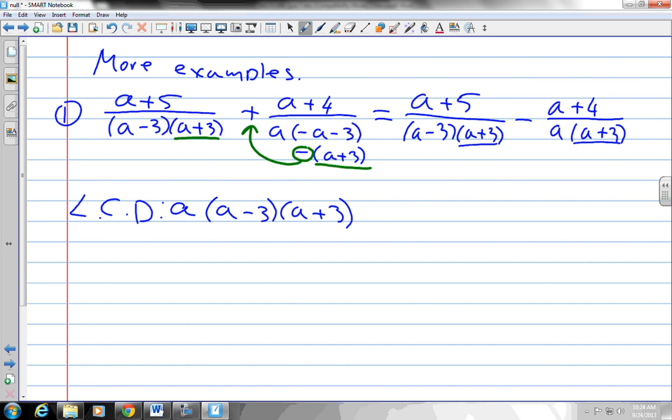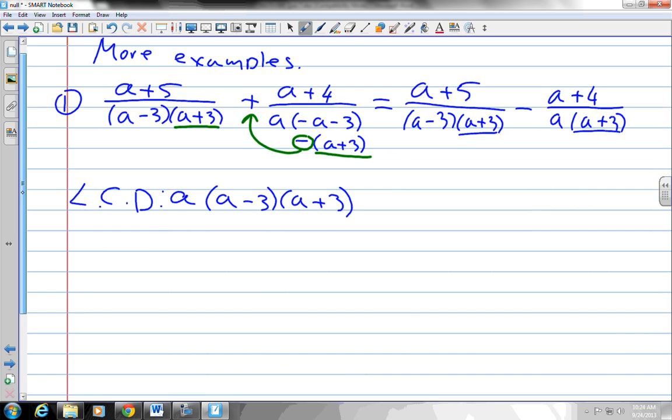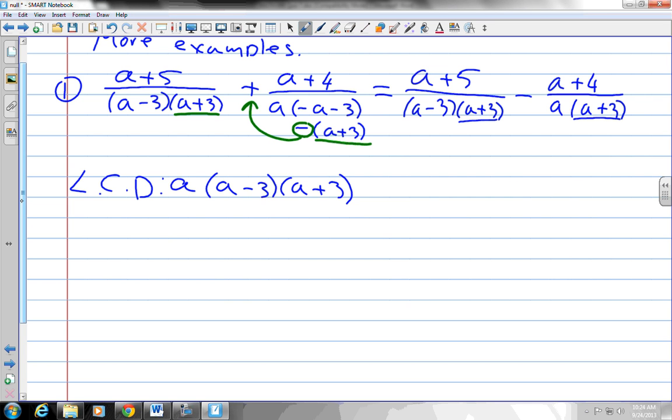So that's the LCD. So then I can clearly see that my first fraction is missing an a, and my second fraction is missing a minus 3. Right? That's the big step here, to realize what we need to multiply by to get to the common denominator. So I'll repeat that last part. Any questions on how we got the least common denominator?